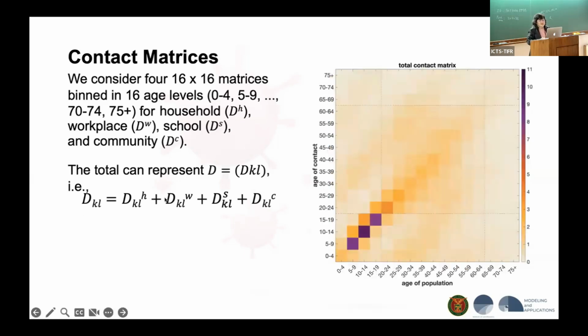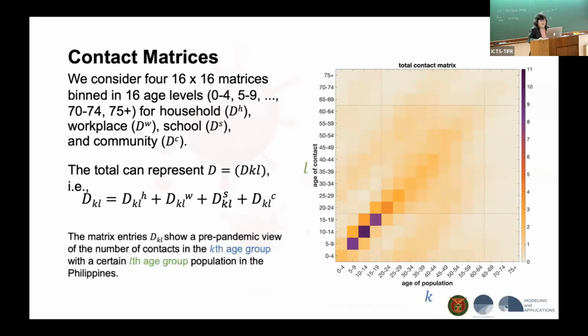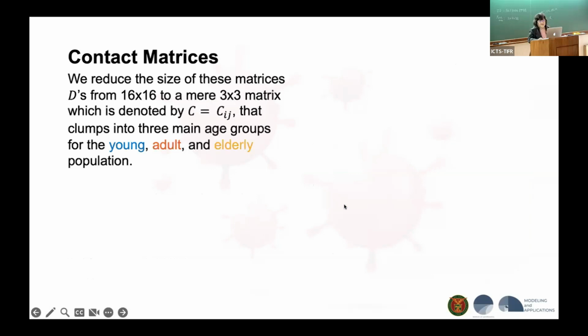When you sum up, this is the total contact matrix, and you can see that there's a strong interaction within the same age in the different locations. So this matrix shows a pre-pandemic view of the number of contacts of the K age group with a certain L age group population in the Philippines.